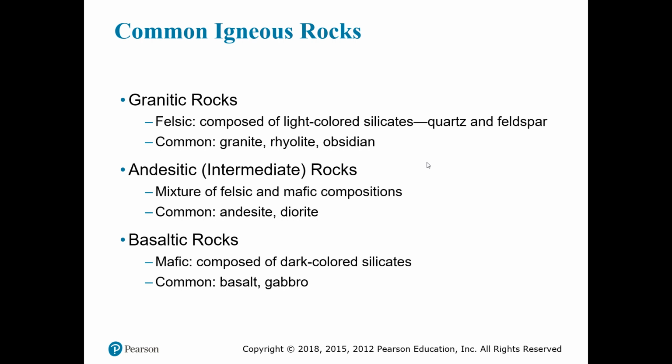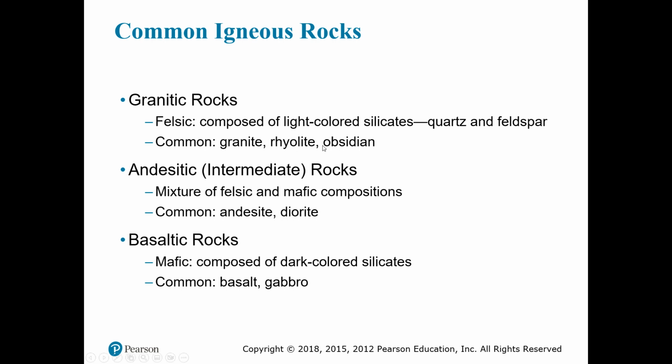The main focus of our igneous rock identification is going to be with granitic rocks, andesitic rocks, and basaltic rocks. These are the three types of categories of rocks that you'll find in your rock samples from your lab kit. Your felsic rocks will be composed of lighter colored silicates like quartz and feldspar. Common rocks are granite, rhyolite, and obsidian. The andesitic rocks are a mixture of felsic and mafic composition, so you'll see some light colored minerals and some dark colored minerals. Basaltic rocks are composed of dark colored silicates and therefore will be the darkest of your samples, and some common examples include basalt and gabbro.